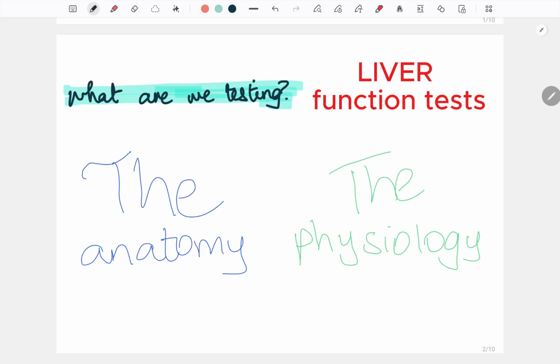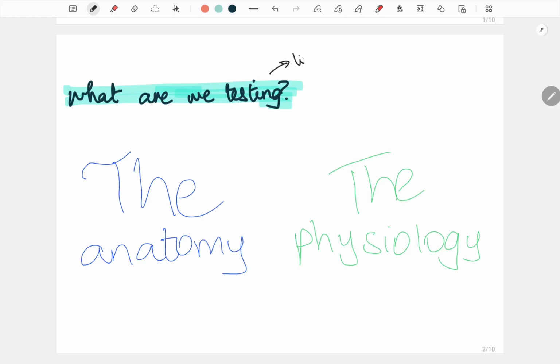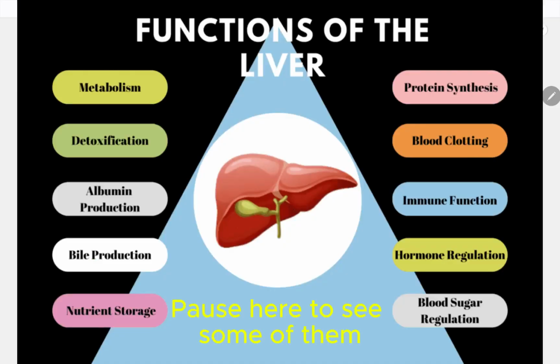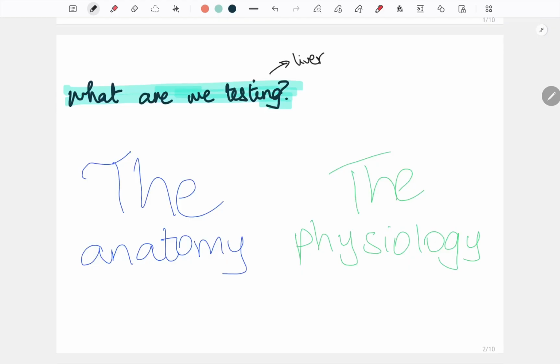Okay, so let's get into the word liver function test. So what are we testing? Well, we're testing the liver. There's nothing else to be said except, yeah, we're testing the liver. So what is the liver? Well, it's an organ in the body which does way too many different jobs for one organ to handle. So what does it do, and what do we need to know about the liver to understand liver function tests? Well, to understand any part of the body, we need to understand two things: the anatomy and the physiology. It always boils down to these two parts.